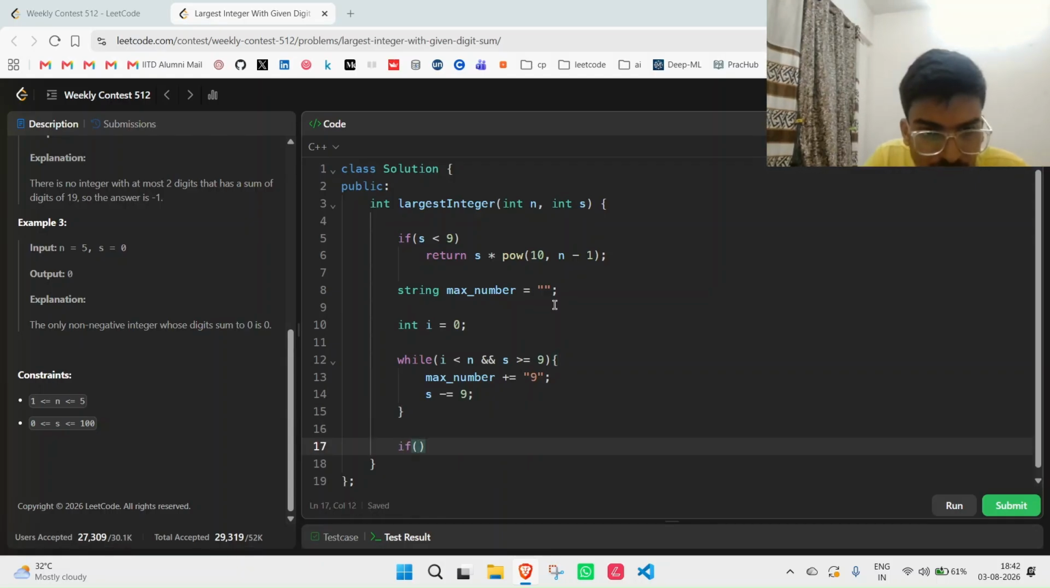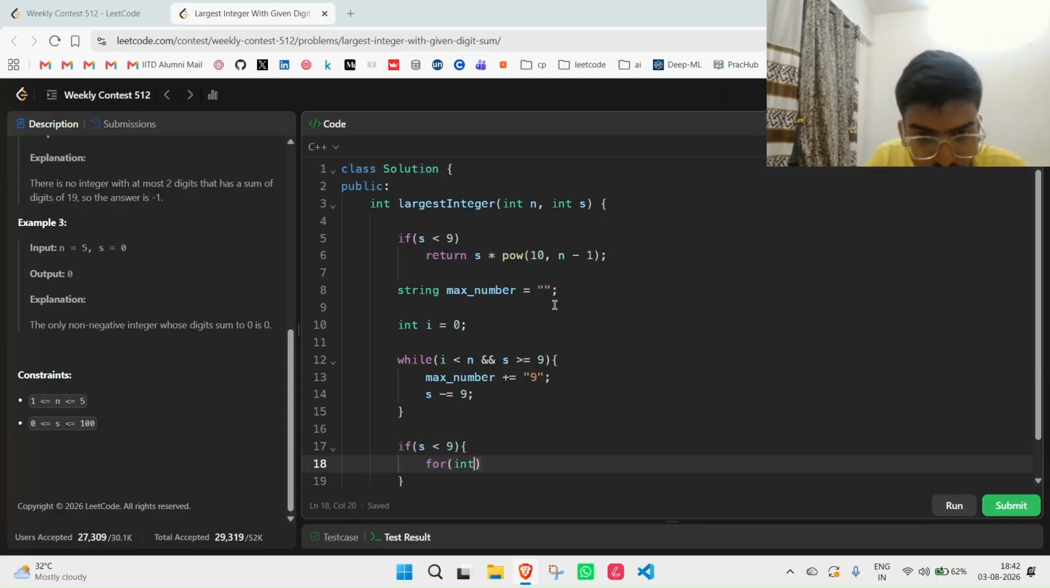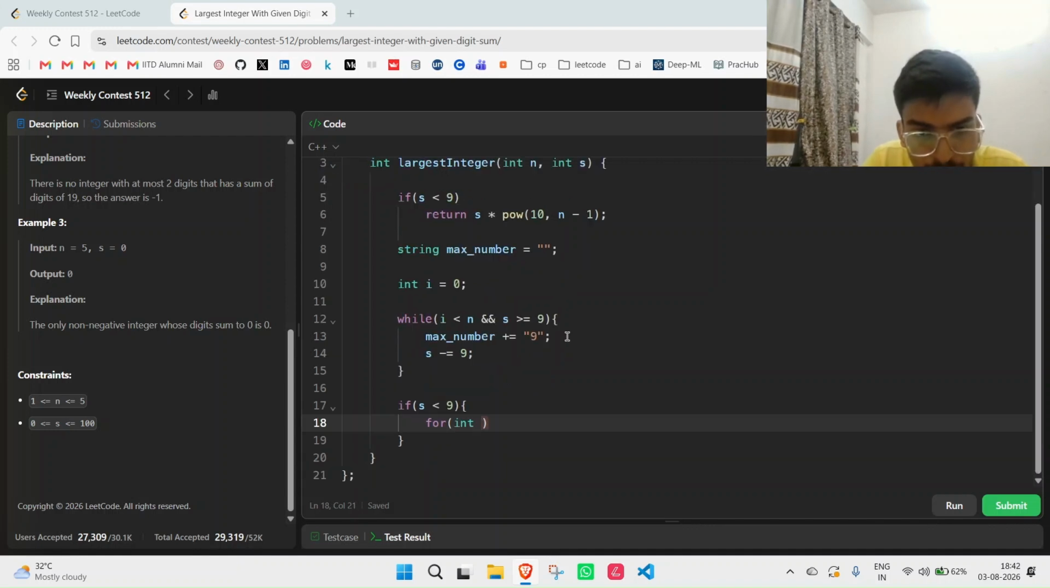If I has passed, then it is fine. Otherwise, S is distant nine. You can append the remaining digits. How many remaining things will you have? So probably it is one.